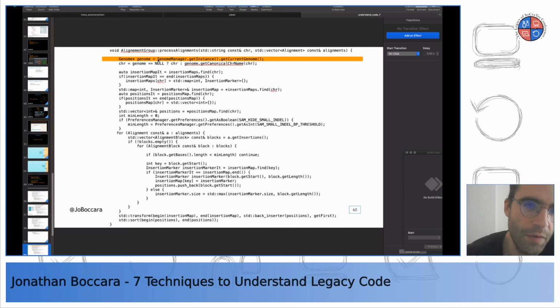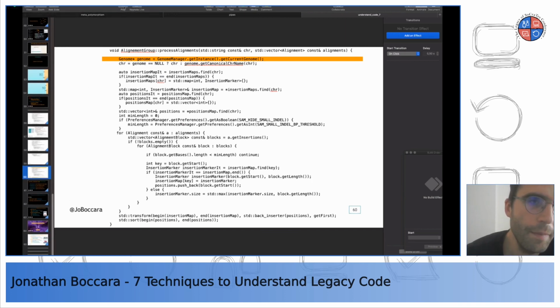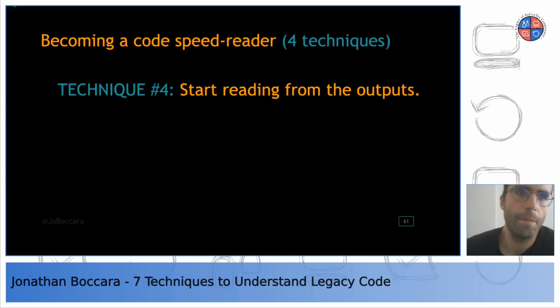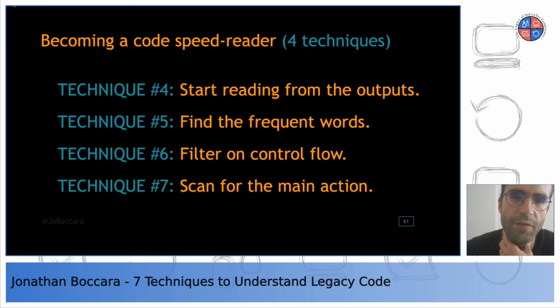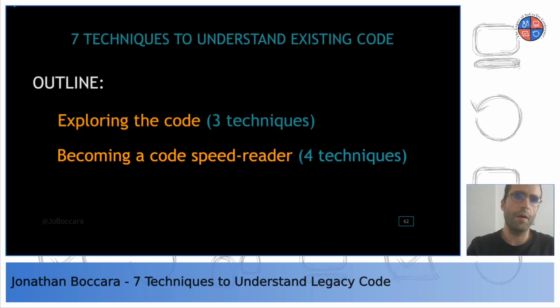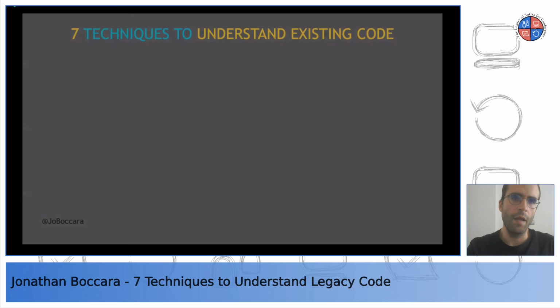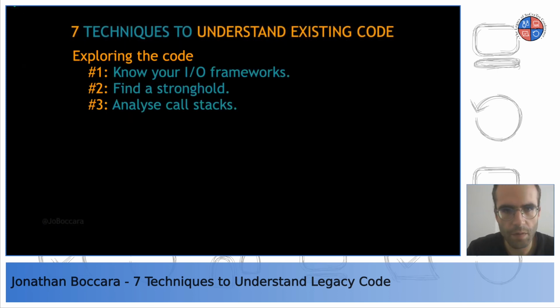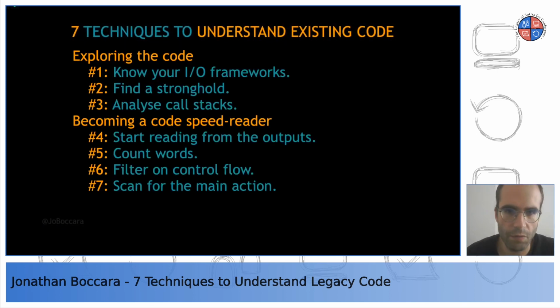Okay, let's wrap up then. So if we sum up, we have seen 4 techniques in code speed reading: start reading from the outputs, find the frequent words, filter on control flow, and scan for the main action. Now, those are the 2 parts of those 7 techniques, which all combine. Maybe you want to take a screenshot for reference if you'd like to go back to those techniques later.